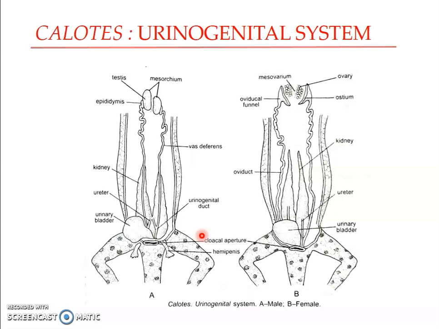The cloaca is formed of three parts, that is proctodeum, urodeum and coprodeum, and it is the urodeum which receives the ureter. And a urinary bladder, you can see here a thin-walled sac. It opens into the cloaca on its ventral side.